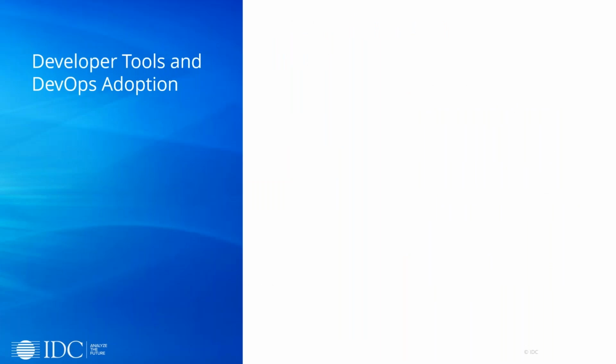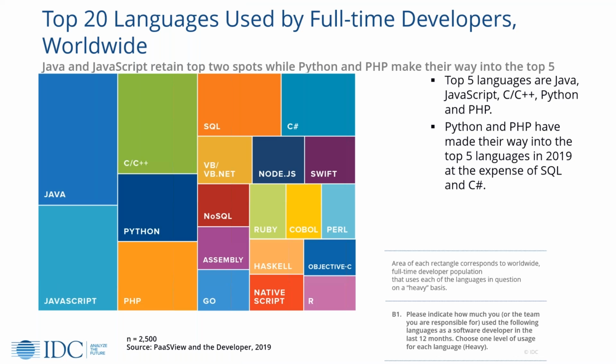Turning to developer tools and DevOps adoption, this slide illustrates the top 20 languages used by developers worldwide. The area of each square corresponds to the number of developers who use this language at the level of heavy usage. And the purpose of this chart is relational in the sense that it allows us to quickly compare the number of developers who use each language by looking at the size of each rectangle or square.